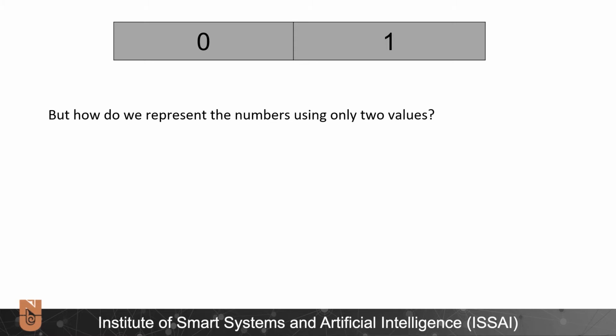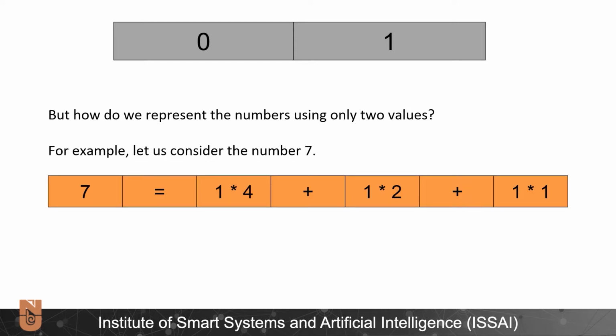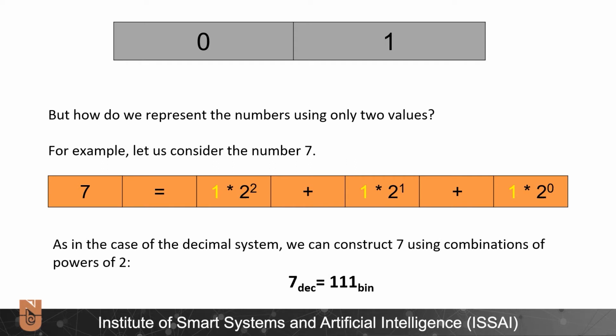We have told that using numeral systems, we should be able to represent any number. But how do we really represent the number using only two values? As in the case of representing numbers using the decimal system, we can break the number into parts. For example, let us consider the number 7. As you can see, 7 is a composition of 4, 2, and 1. As you might already have guessed, 4, 2, and 1 are the powers of 2.